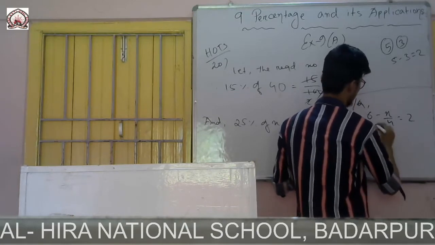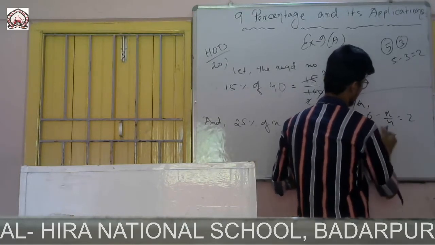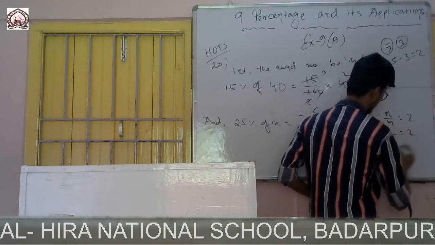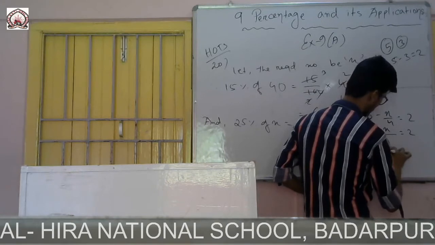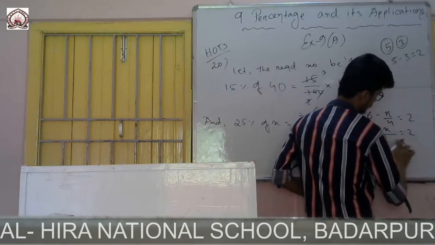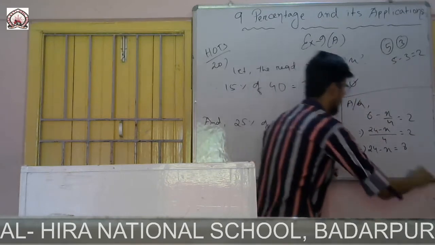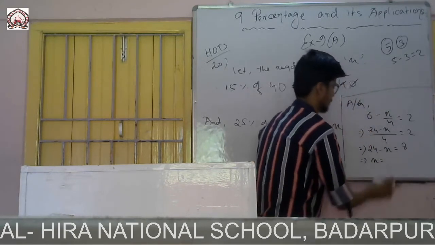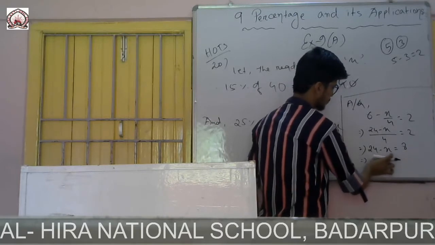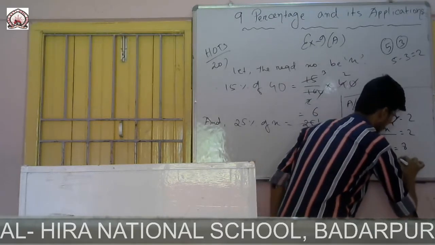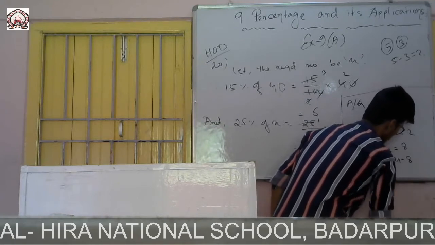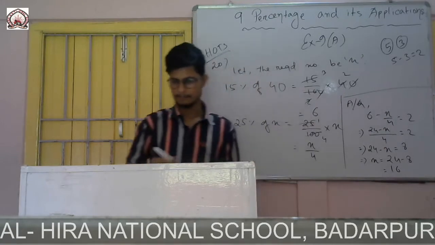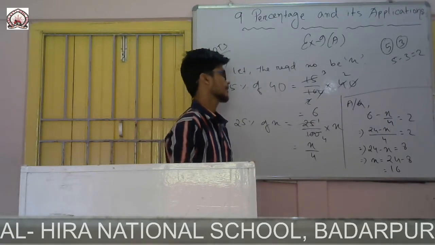So the LCM will be 4. 6 4s are 24, 4 minus x equals 2, so 24 minus x equals 4 2s are 8. So x will be equal to, if I make this one positive, 24 minus 8, which is equal to 16. Yes, the value of x is 16.